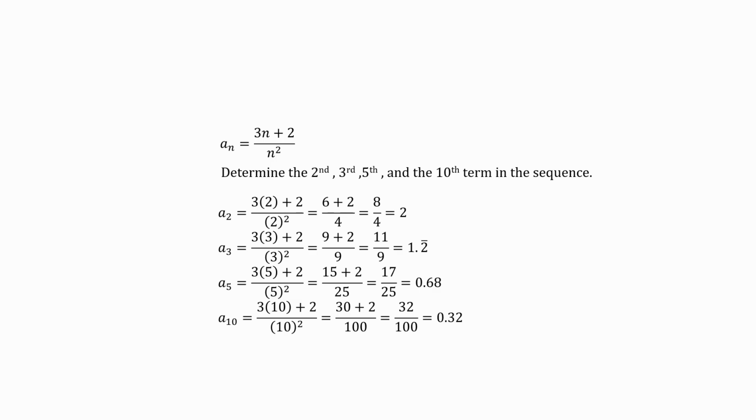A sub 10, 3 times 10 plus 2 all over 10 squared. So 30 plus 2 all over 100. 32 over 100. So therefore, a sub 10 is equal to 0.32. Dito naman, naliit yung values. So decreasing sequence naman to.